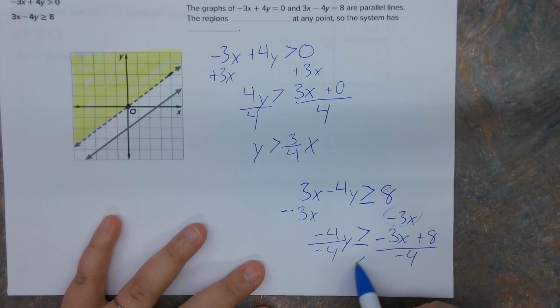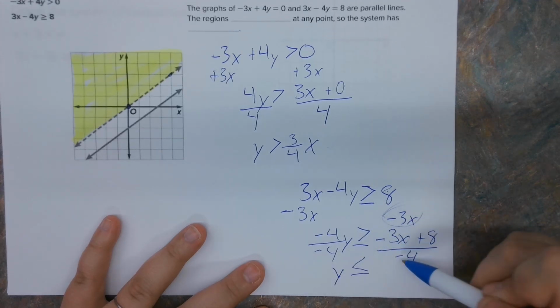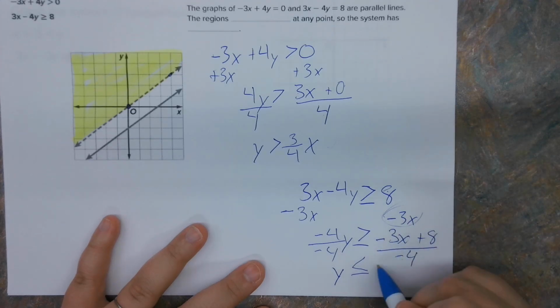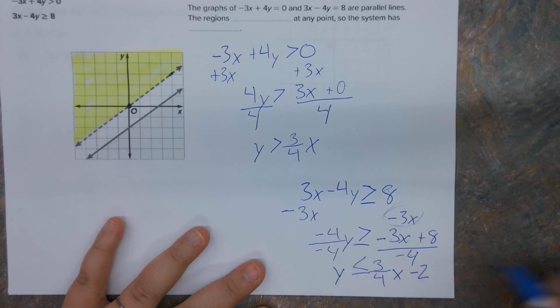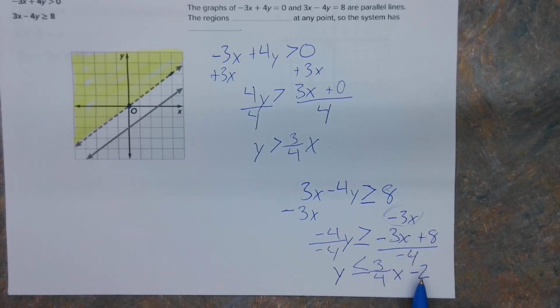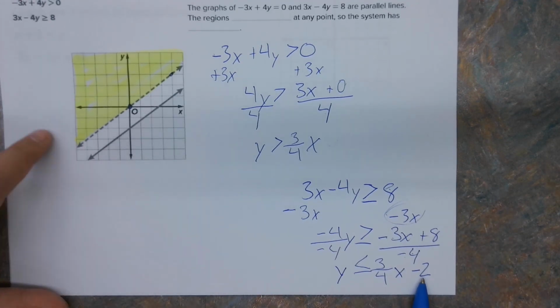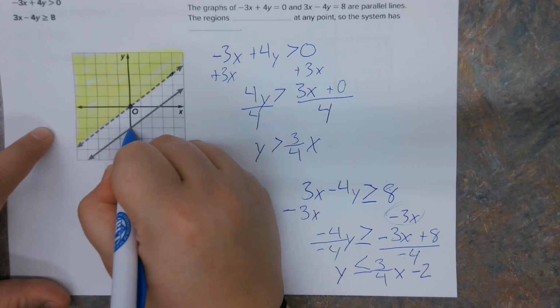Now I have to divide by -4. I have to flip this because I divided by a negative. Y, negative is going to be positive, 3 over 4x. And then 8 divided by negative 4 is going to be negative 2. So here I'm starting on negative 2 on the y-intercept. So 1, 2.